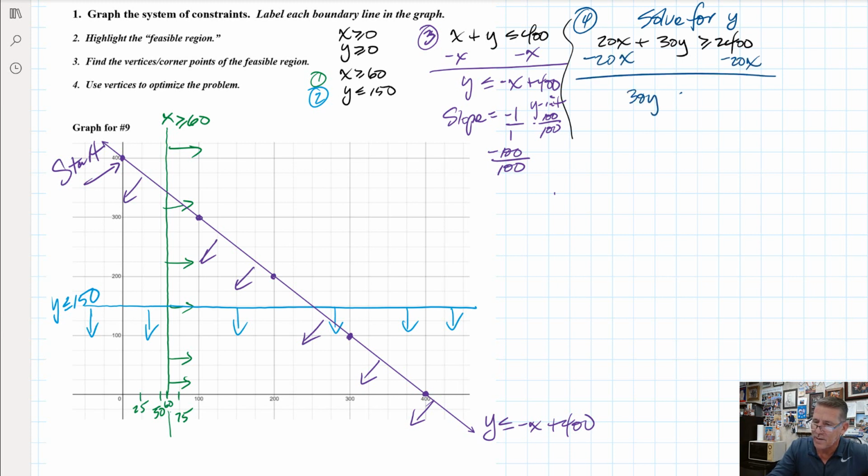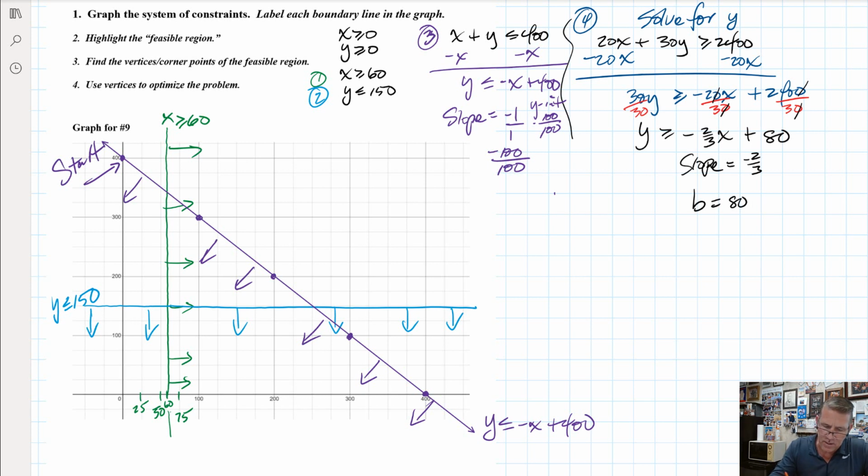And I get 30y is greater than or equal to negative 20 times x plus 2400. And then divide everything by 30. What do we get? We get y is greater than or equal to negative 2/3 x plus 80, to simplify. All right, 240 divided by 3 is 80. So your slope here is negative 2/3. The y-intercept is 80. So we got to start at 80.